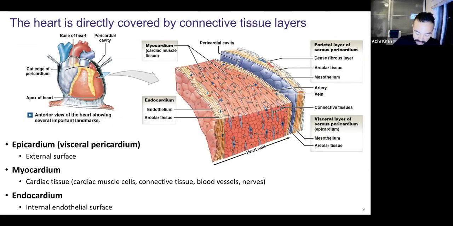If I were to draw a simplified view of this on the bottom right, let's say we have our heart right here. Actually, let me make this a different color. All right, here's the muscle of the heart in this color. And the muscle of the heart, that's myocardium.